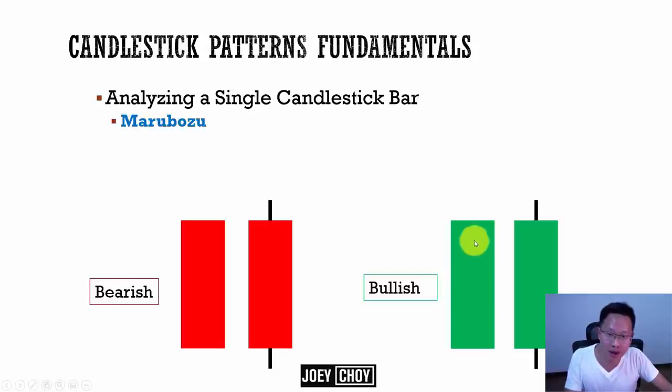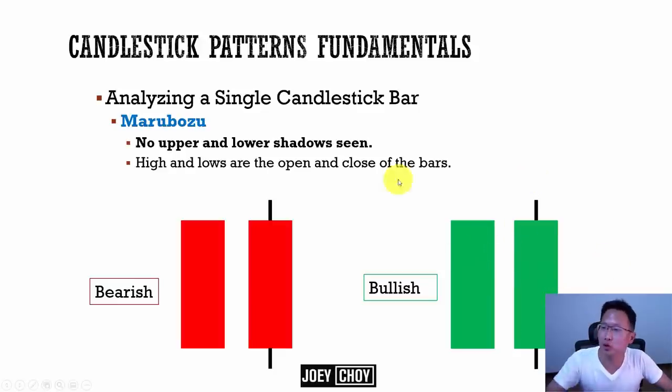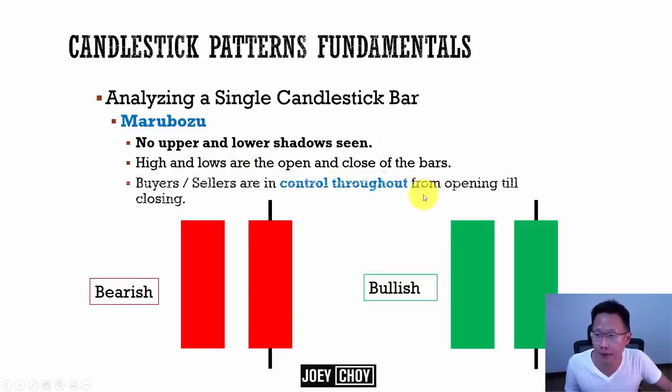So this green bar right here has no upper shadow and no lower shadow, there's no wicks. Shadow is also called wicks. Some people call it wicks. It does not matter. Basically, there is no shadow. This Marubozu green bar is definitely more bullish than the bar on the right. So no upper and lower shadows are seen, and the high and low are the open and close of the bar.